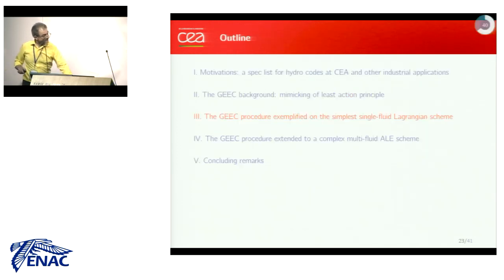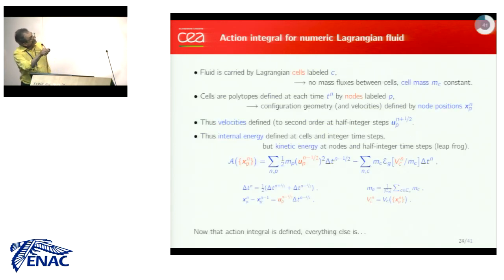So, first example here is a Lagrangian scheme for a single fluid. So the fluid is carried by Lagrangian cells labeled by C. No mass fluxes between the cells. Cells are polytopes defined at each time Tn by nodes labeled P. So the configuration geometry and the velocities are defined by node positions. The velocities are defined to second order at half integer time steps. Thus, the internal energy is defined at cells and integer time steps, but the kinetic energy is defined at nodes and half integer time steps.